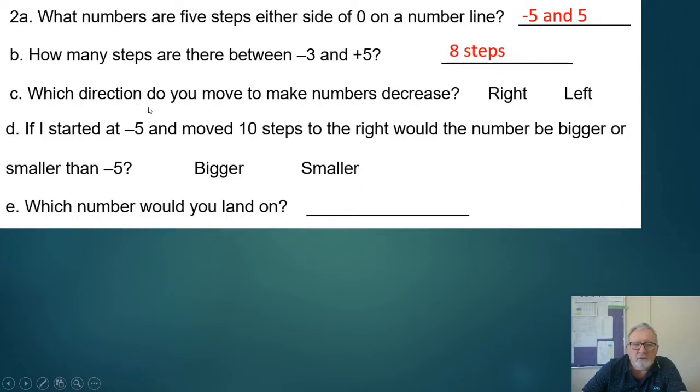C. Which direction do you move to make numbers decrease? Alright, decrease, we think of take away. And of course, we're always moving to the left when we decrease, moving towards the negative. D. If I started at -5 and I moved 5 steps to the right, alright, so if left was decrease, right must be increase. Would the number be bigger or smaller than -5? Of course, it's going to be bigger. And what number would you land on? You would land on 5.